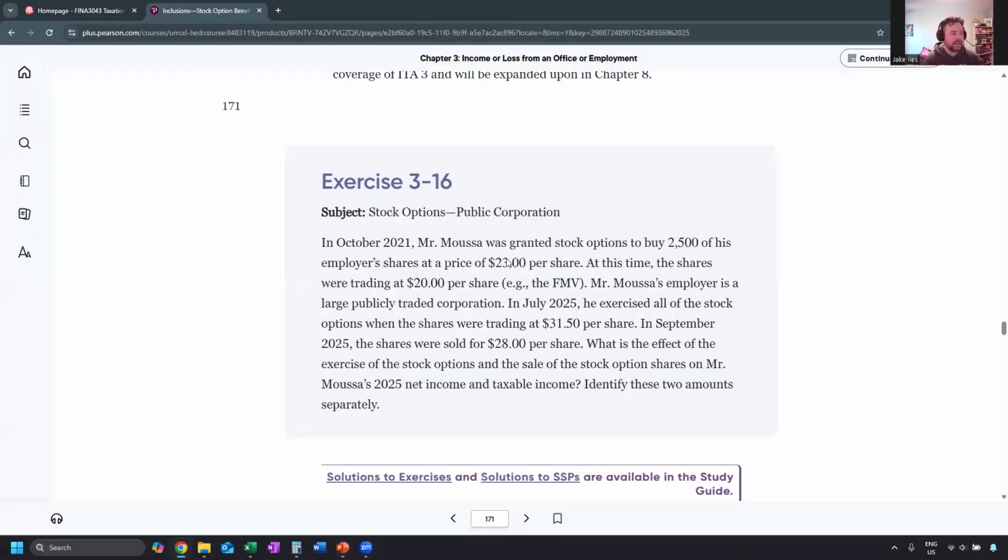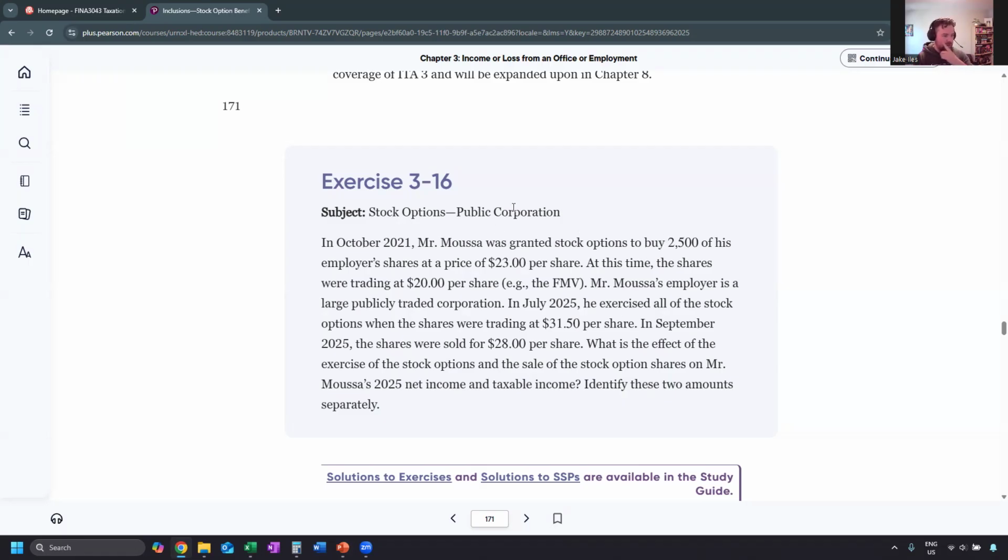So let's take a look at an example. In October of 2021, Mr. Musa was granted stock options to buy 2,500 of his employer's shares at $23 per share. At this time, the shares were trading at $20 per share. So our option price is more than the market price of the share. So we're not in the money. That means we'll be able to take a deduction when we exercise them.